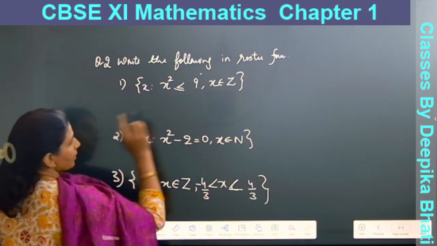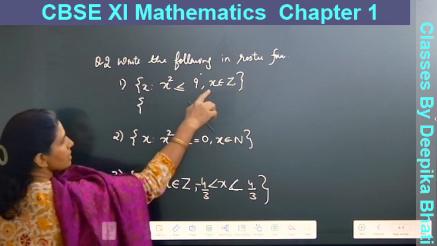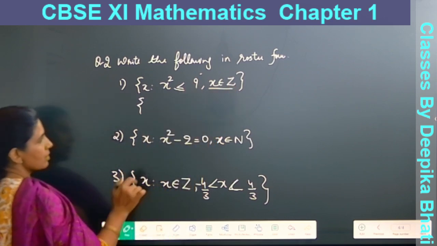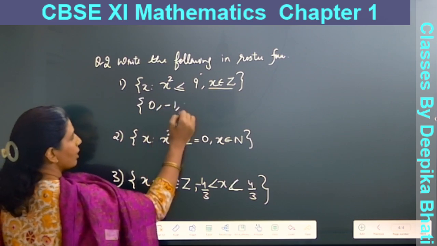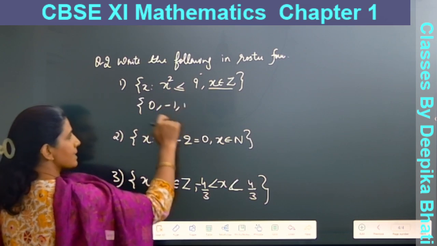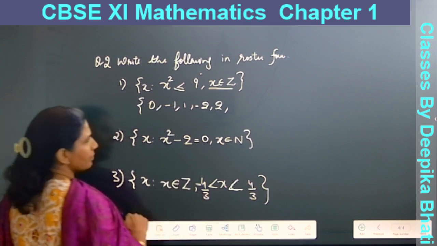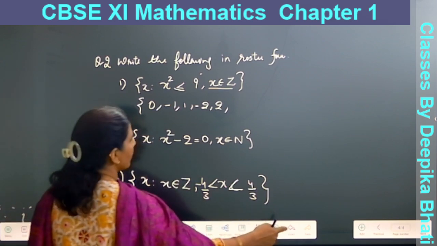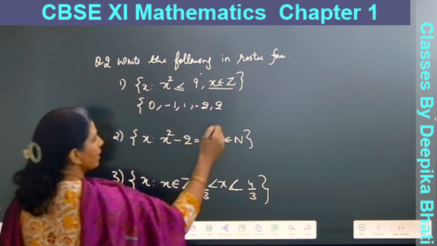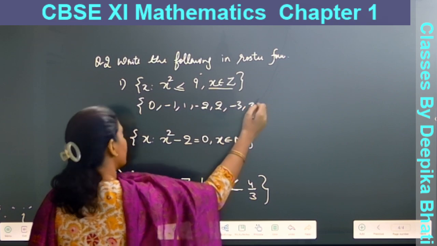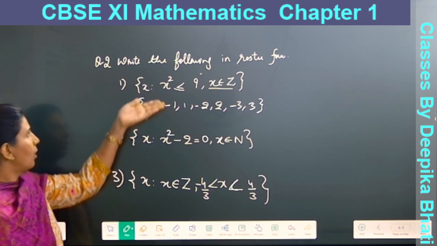Here we have to look after the numbers whose square is less than or equal to 9. The number can be negative as well as positive as it is coming from integers. So first it would be 0, 0 square is 0 which is less than 9, minus 1 and 1 both because their squares are 1 which is less than 9. We can take minus 2 and 2, their squares are 4 which is less than 9, even we can take minus 3 and 3, right. So this should be the roster form of the set builder form.